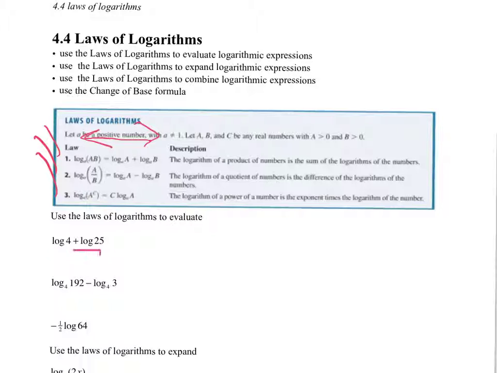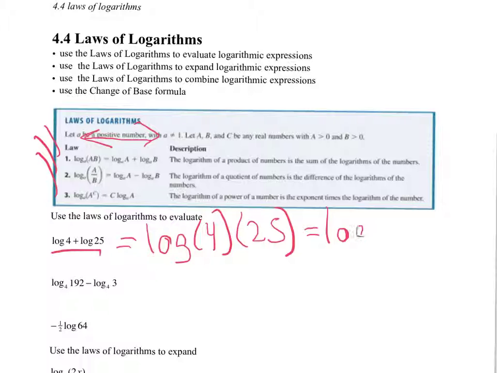So in this example, this is already expanded, so we want to combine them together as one logarithm. So this is the sum of logs, and therefore that's the log of the product. The product is 4 times 25. 4 times 25 is 100. The log of 100 is the exponent that we need on the base of 10 to get 100, and that is 2.